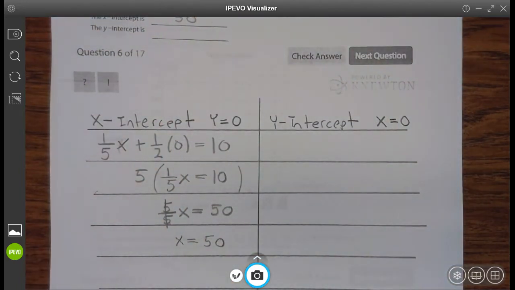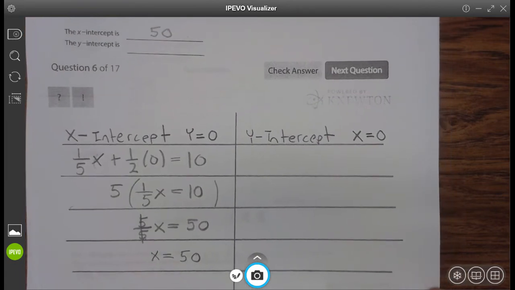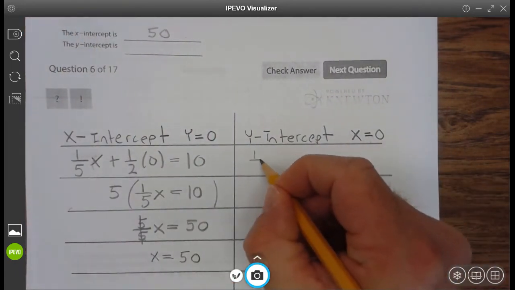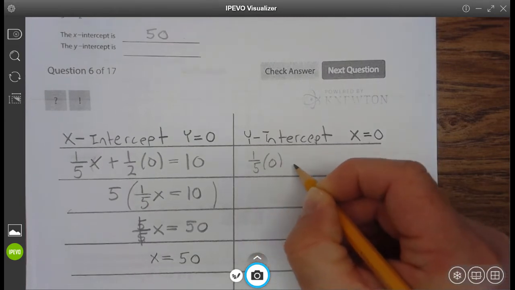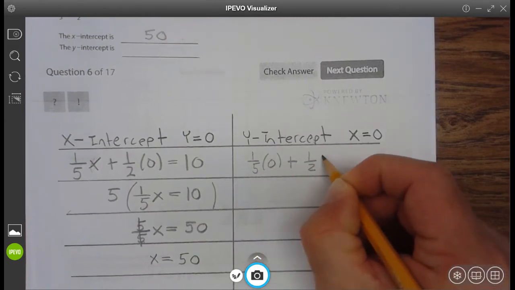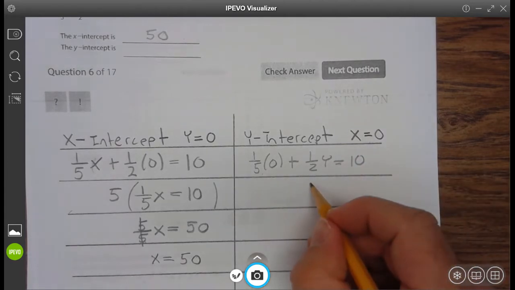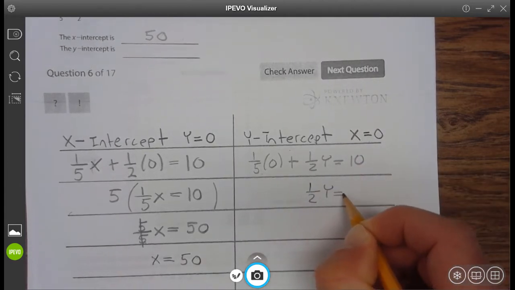All right, to find the y-intercept, we're going to plug x equals 0 into the equation, so that's 1/5 times 0 plus 1/2 y equals 10. Well, 1/5 times 0 is 0, so you have 1/2 y equals 10.